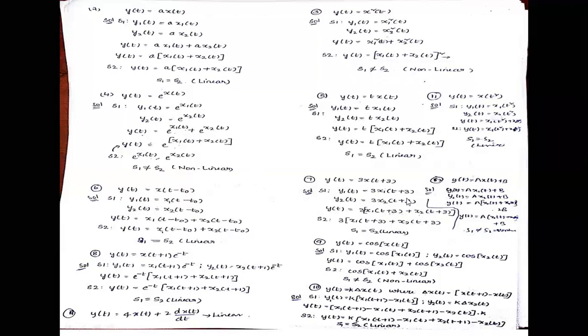So these are the different types of examples to find whether the given signal satisfies the superposition principle or not. If it satisfies the superposition principle, step 1 is equal to step 2. We can call it a linear system. If not equal, it is a non-linear system. Okay.